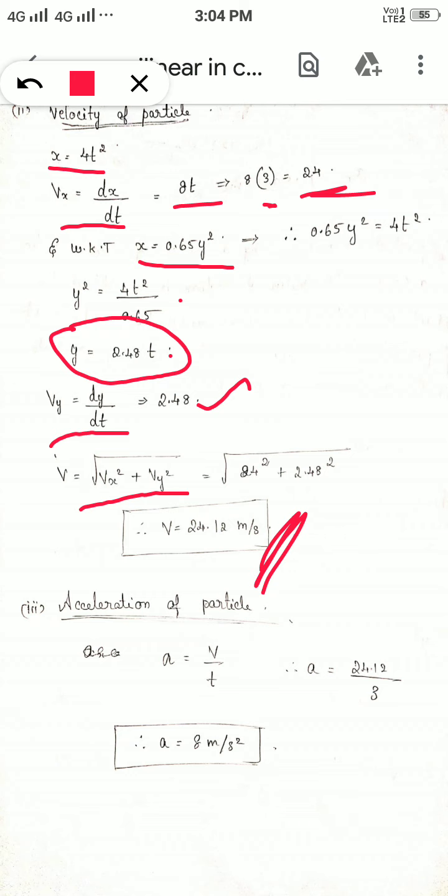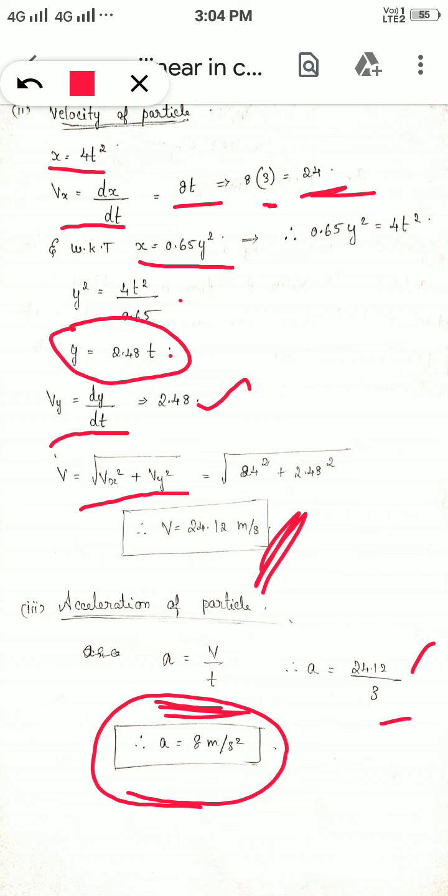Now we have to calculate what is our acceleration. In the question they did not mention any value regarding radius or rho. So that is why we adopted A is equal to V divided by t. What is the V value we got? 24.12, and t is equal to 3 seconds. So 24.12 divided by 3 will give you A is equal to 8 meter per second square.